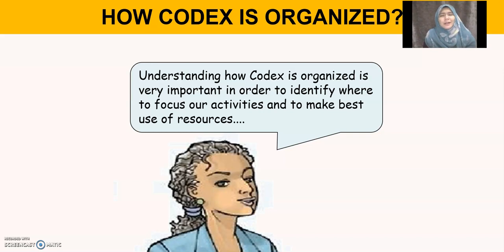And of course, after we know about the Codex Alimentarius, we want to know how the Codex is organized. We want to understand how Codex is organized. It's very important so that we can identify where to focus our activities to make best use of resources.